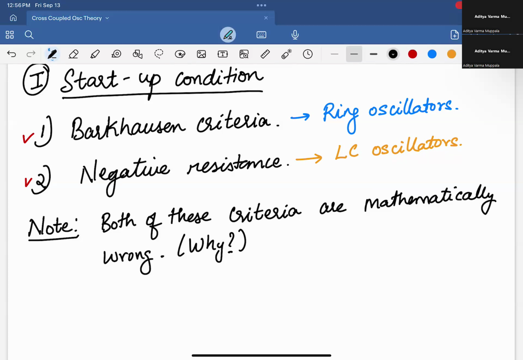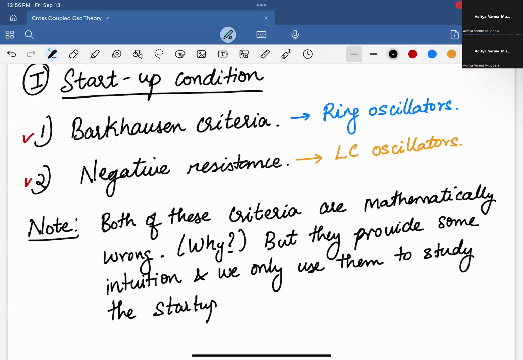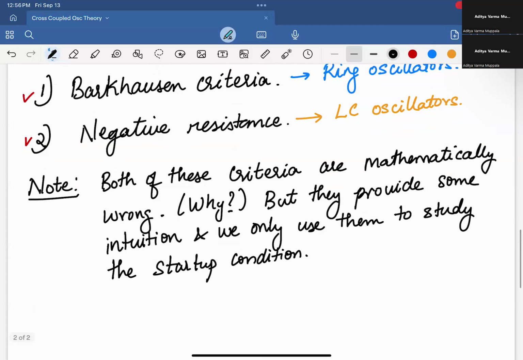So they still provide some intuition, and we only use them to study what is called the startup condition, right? So essentially, what do I need in a given circuit for it to start oscillating, right? To start growing at least.